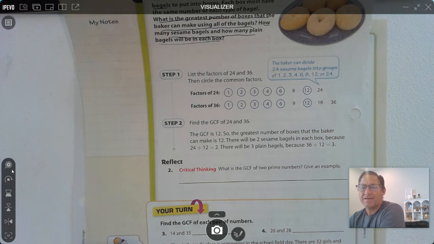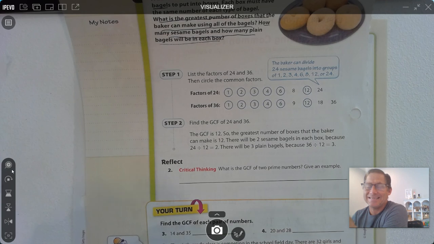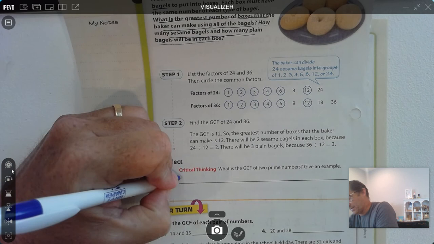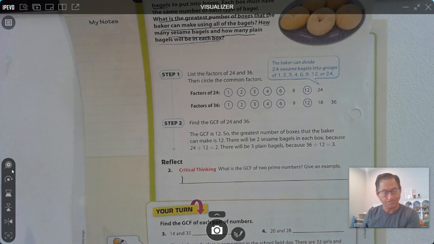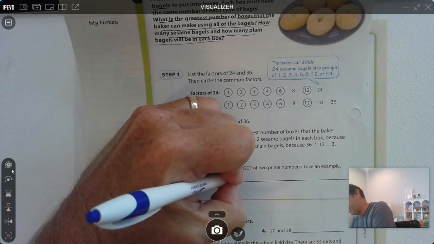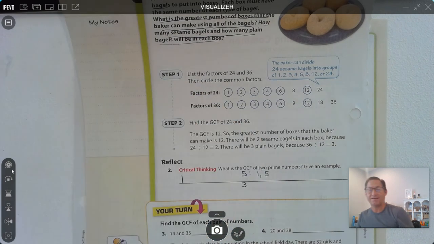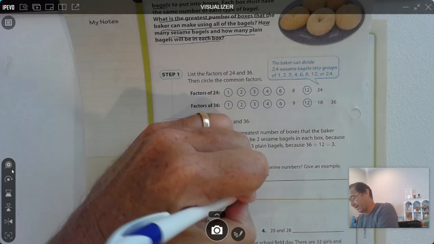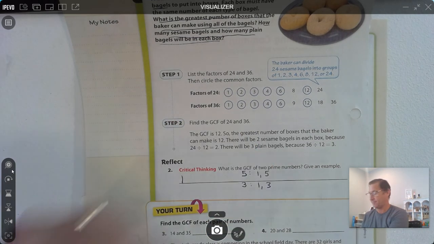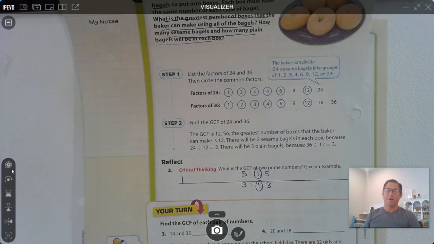So what's the greatest common factor of 2 prime numbers? Well, remember that the definition of a prime number is that a prime number only has exactly 2 factors, 1 and itself. So the greatest common factor of any 2 prime numbers has to be 1. An example would be 5 and 3. The only factors of 5 are 1 and 5, and 3, the factors would be 1 and 3. So the only thing in common is 1.